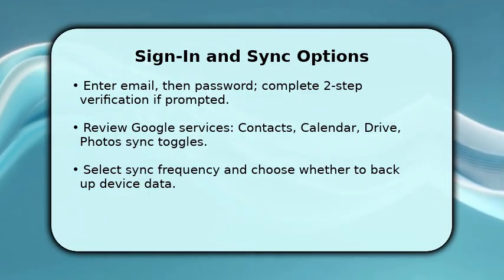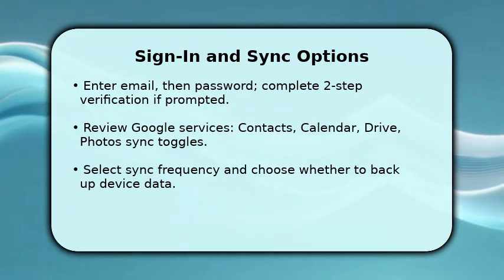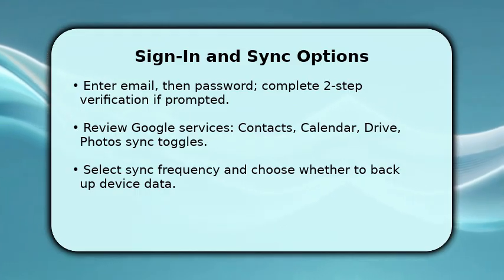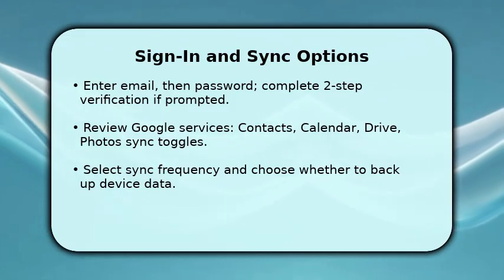Next, you'll see sync options: contacts, calendar, drive, photos. Toggle what you want synced. Make choices based on storage and privacy needs. Then confirm backup settings if offered. Backing up app data and device settings protects you.